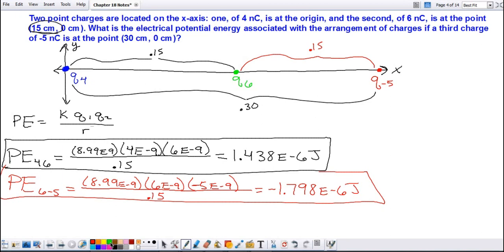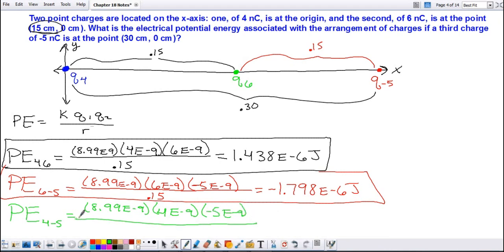Okay, one more then. Let's find the electrical potential energy between the 4 and the -5 nanocoulomb charges. So again, Coulomb's constant times the first charge, 4 times 10 to the -9th, times the second charge, -5 times 10 to the -9th, divided by the distance between them, this time 30 centimeters, so 0.30 meters. And we get the electrical potential energy to be -5.99 times 10 to the -7th joules.